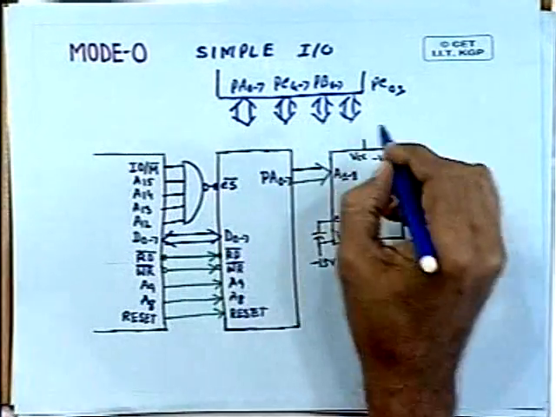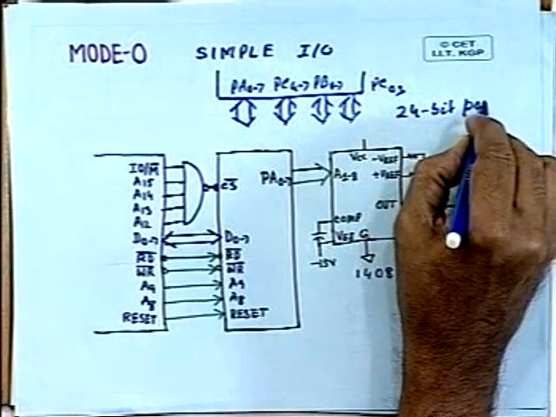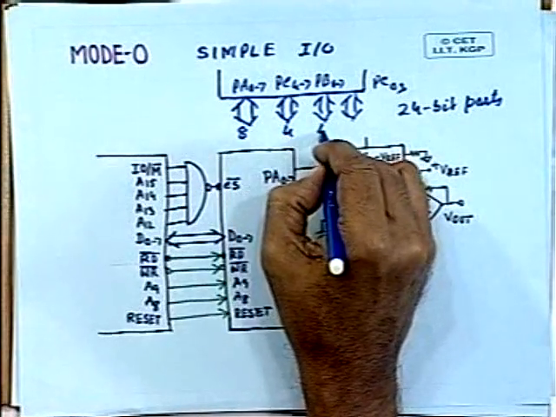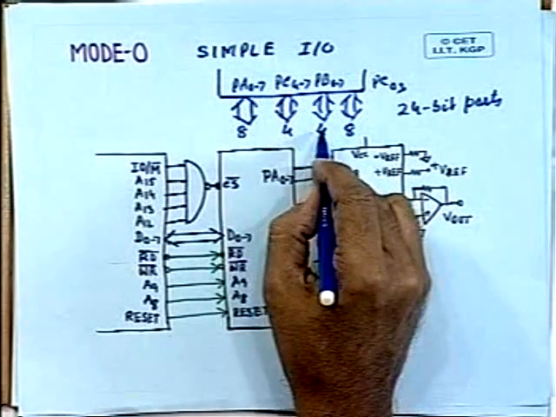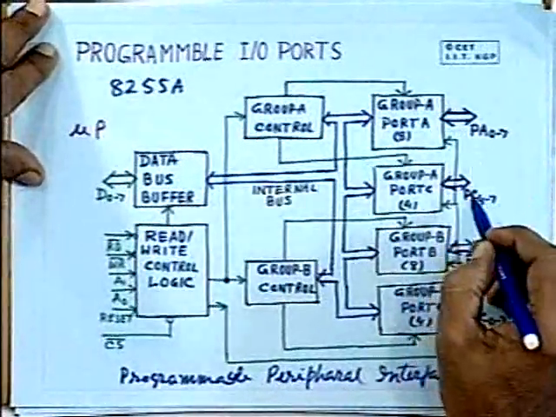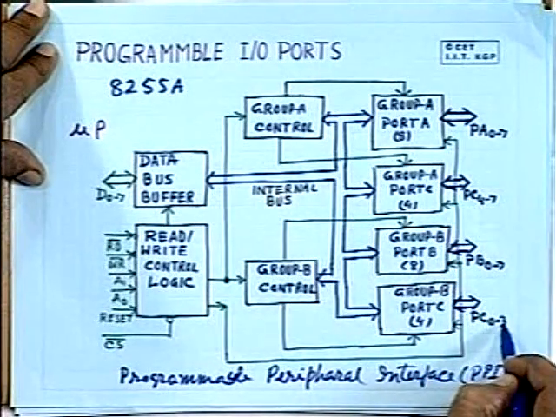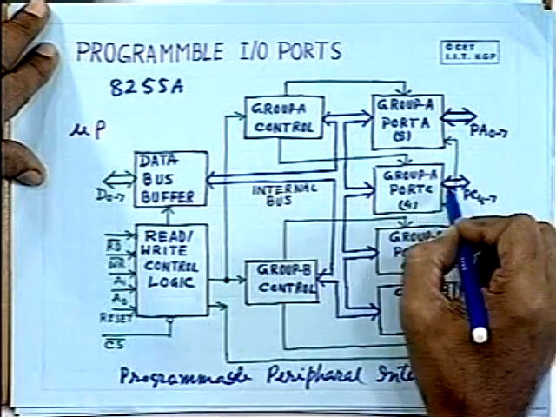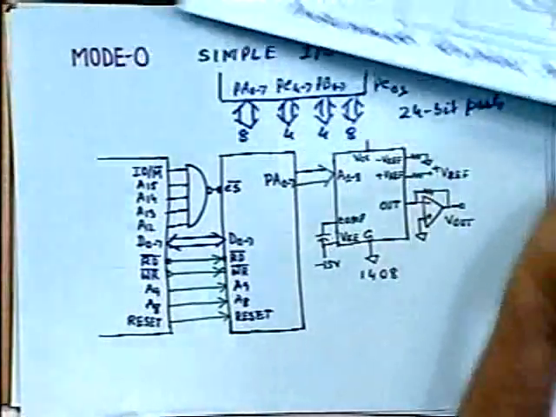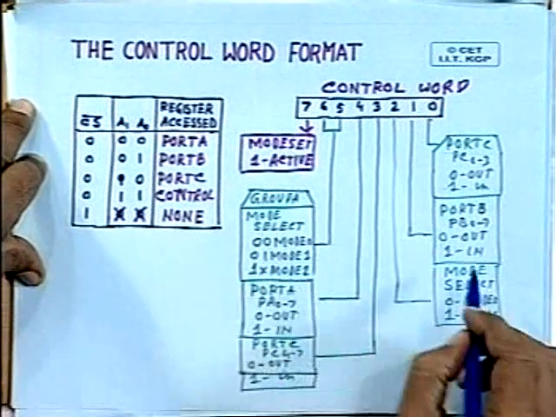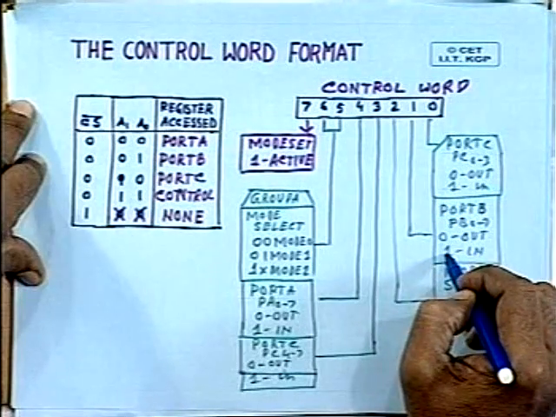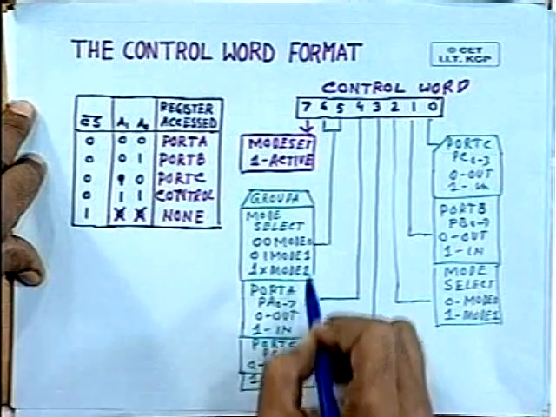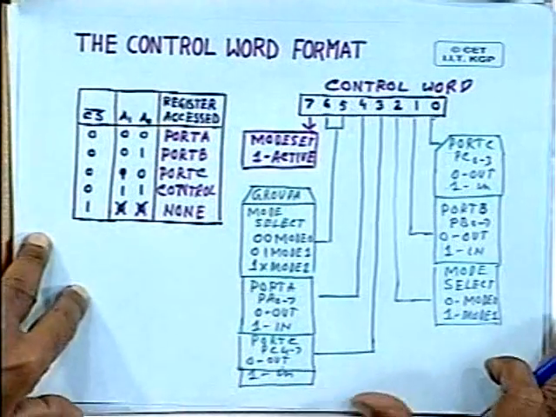So here you see you are essentially getting 24 bit ports, or 4 ports: two of 8 bit and two of 4 bit. Each of these ports can be configured as an output port or as an input port without change of any hardware configuration. That means without changing the interconnection, the same ports, say port A, port C 4 to 7, port B 0 to 7 or port C 0 to 3, all these 4 ports can be configured as an output port or input port by changing these bit values. What you have to do? You have to write 0 here in this bit, and then depending on whether you write 0 or 1 in these two bits, the direction of the ports is decided.